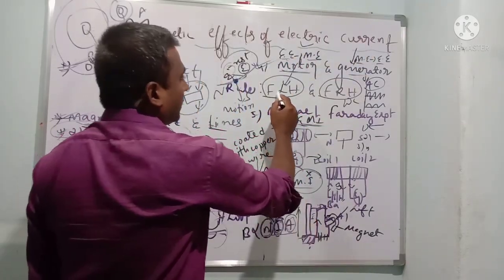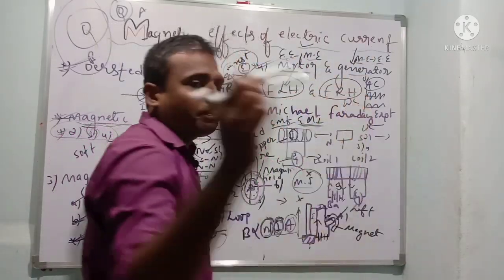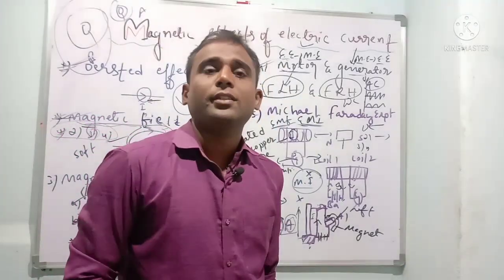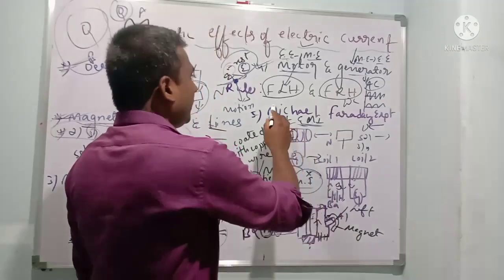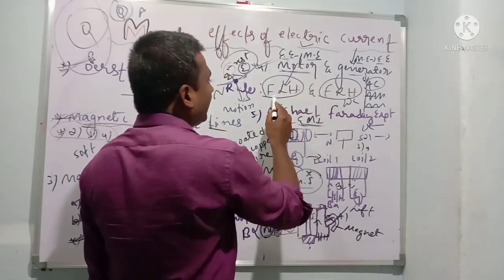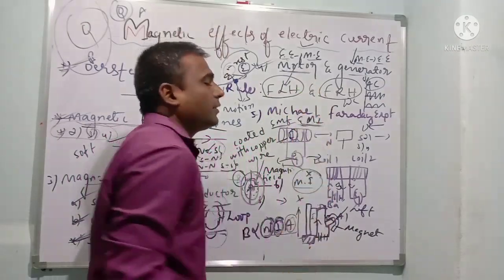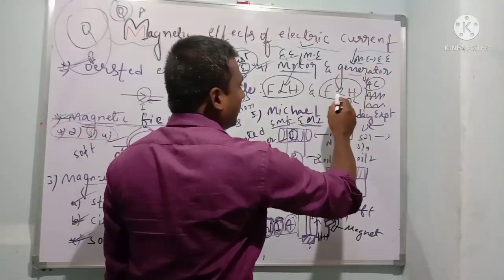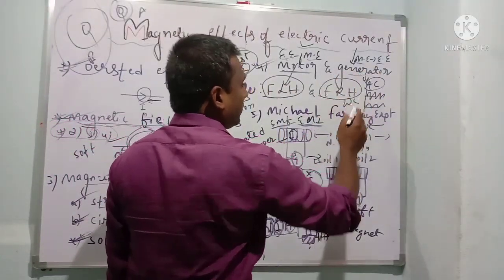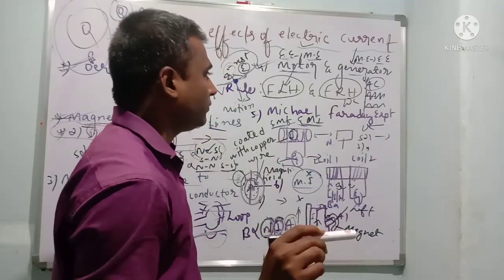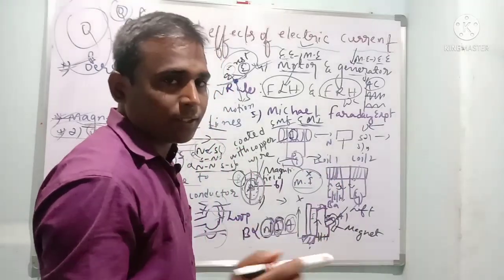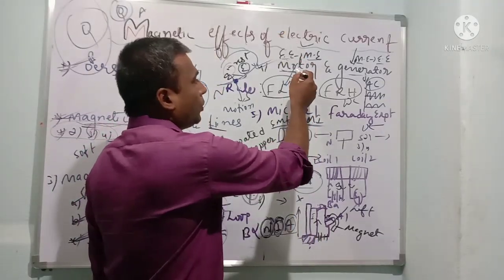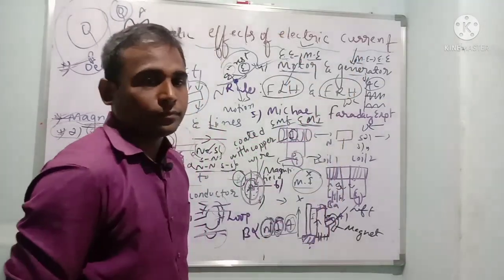Come to the rules and principles. Very important, children. Definitely there are chances for that to be asked. The rule used in a motor is FLH, that is Fleming's left hand rule. The rule used in a generator is FRH, Fleming's right hand rule. We'll understand this after 2 minutes. So before that, the principle used in motor and generator.